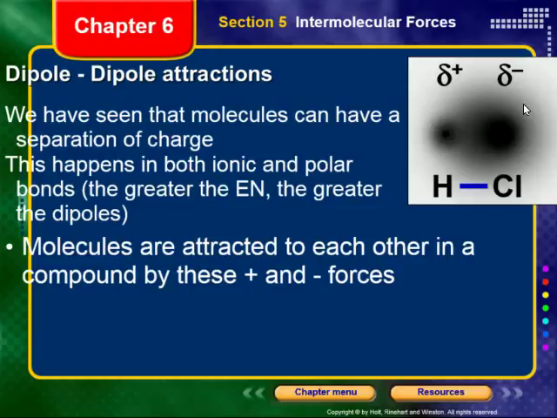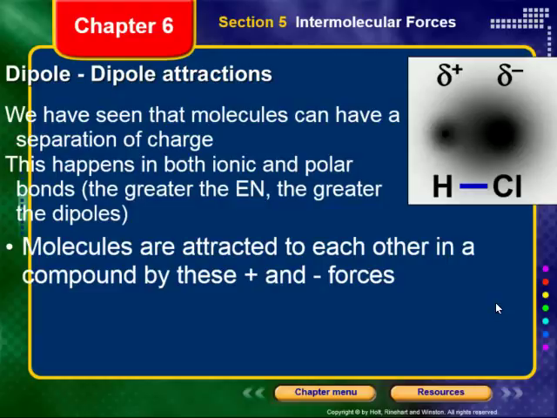So just looking at the sheer size of these dark splotches, we see that the right side, the way it's depicted here, the chlorine side of HCl, is a partially negative charge, whereas the hydrogen side, the left side as depicted here, has a partially positive charge by comparison. And so this is what we mean by separation of charge. We have a partial negative on one side, partial positive on the other. This happens in both ionic and polar covalent bonds. The greater the difference in electronegativity, the greater the dipole, meaning it's going to be still partially negative, but a lot larger partial negative and a larger partial positive.